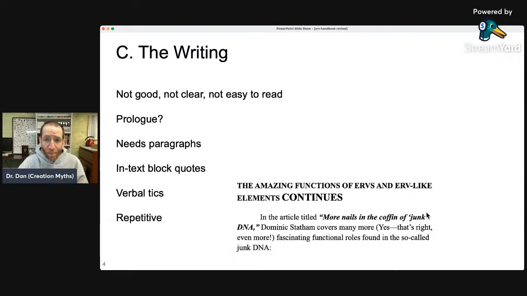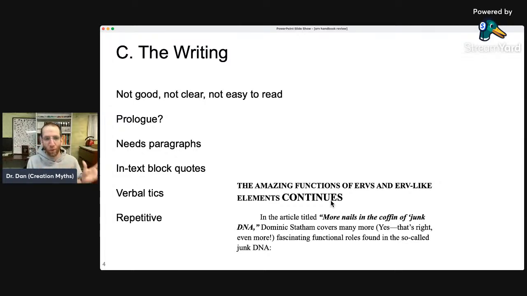It's also extraordinarily repetitive. I'm going to point this out again later on. I'm going to break down in a little more detail what's in each part of the book. There's just a lot. And some of the headings even point this out. It'll be like, "The amazing function of herbs and herb-like elements continues." Like, well, you just had a section on this in the last chapter. You don't need another section on it.